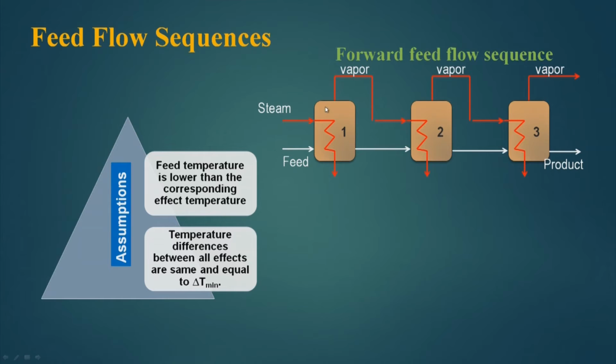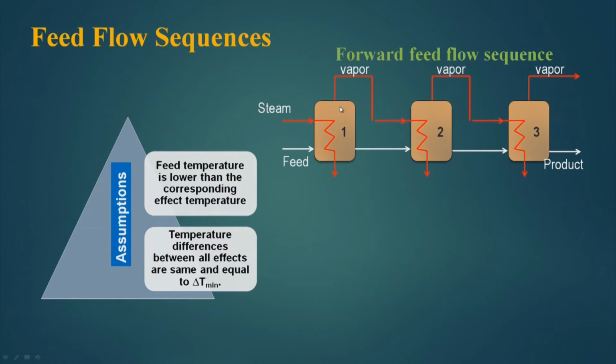Now, the feed goes to the first, then from first to the second, and then second to the third, and then comes out as a product. So, here we see that steam and feed are both in the same direction. The vapor and the movement of liquid are in the same direction, and this is called forward feed flow sequence. So, feed temperature is lower than the corresponding effect temperature. Temperature difference between all effects is the same and equal to delta T minimum. This is the condition. Now, this is at the highest pressure and this is at the lowest pressure.